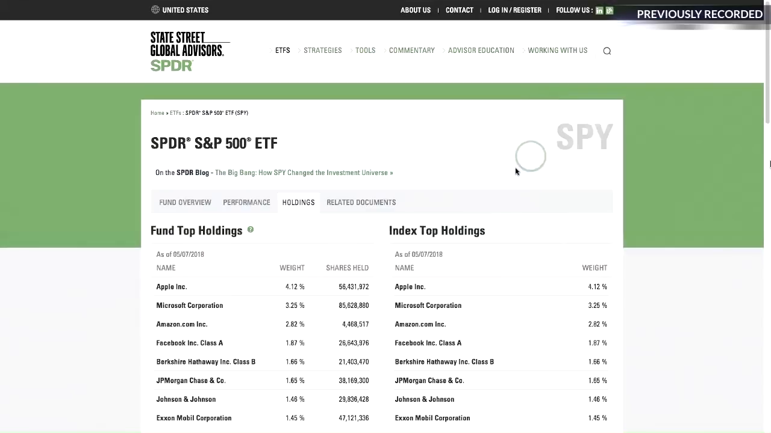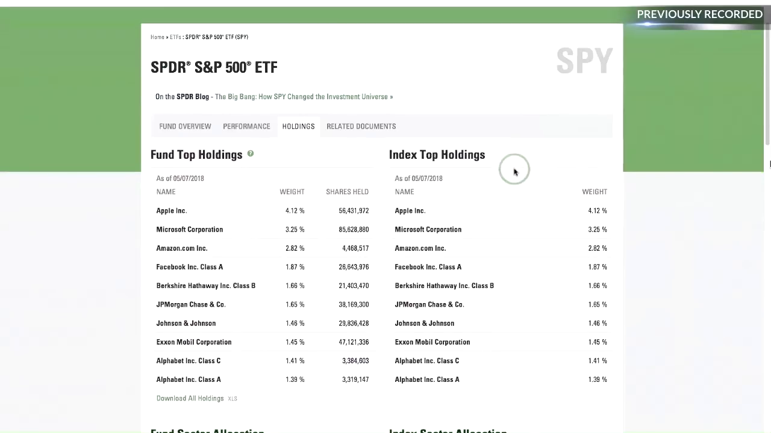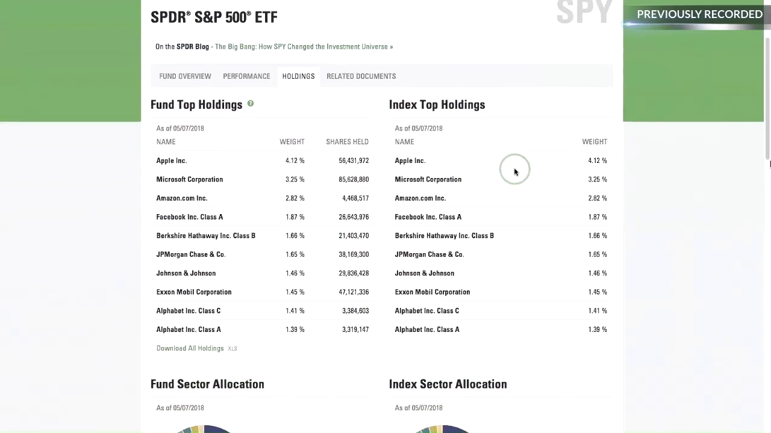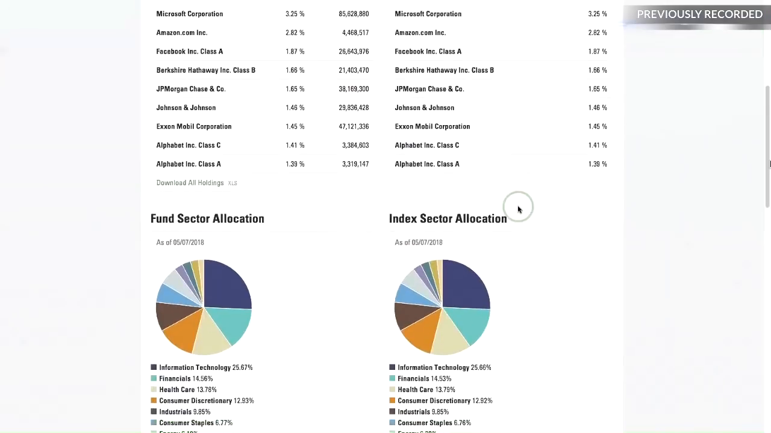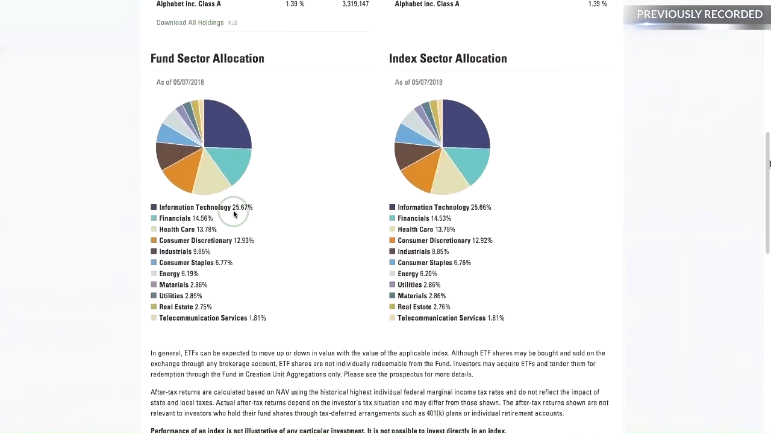Now, the other one that I'm looking at would be SPY. And I always keep an eye on the sector weightings. The individual stock weightings, sure, they're important, a little bit less so because they're more spread out, because you have 500 stocks. But if you look at the sector weightings, it's quite amazing. Technology, 25.67% of the ETF. The next biggest sector is finance at 14.5%.